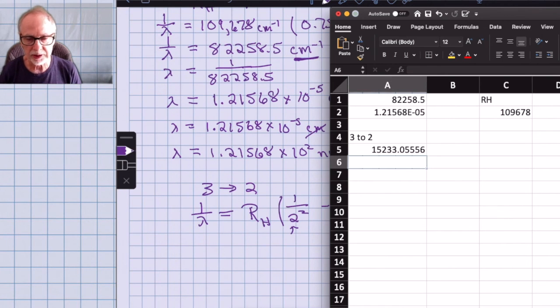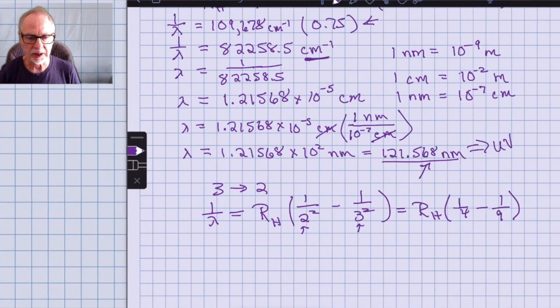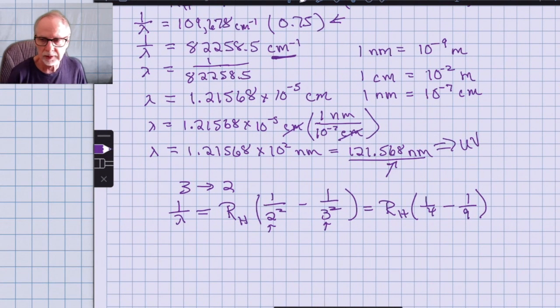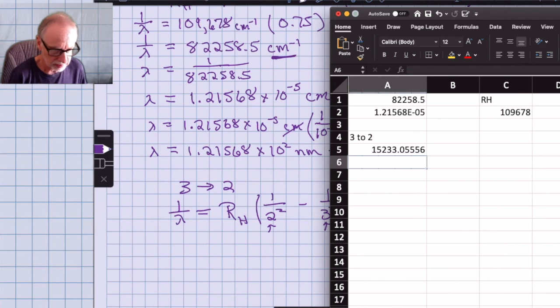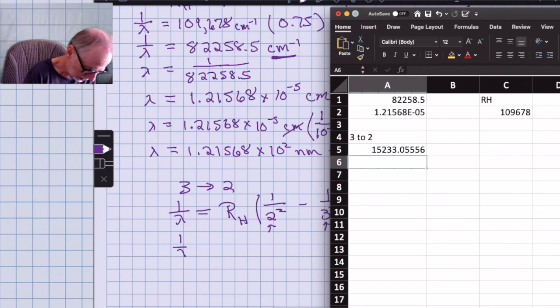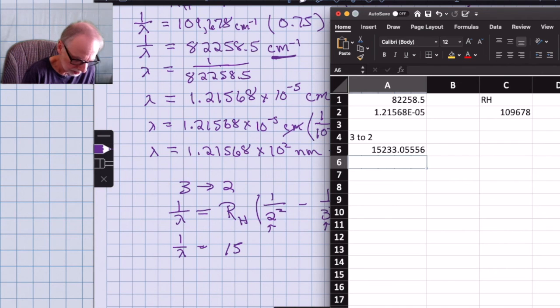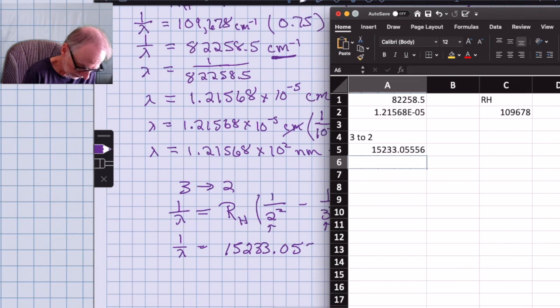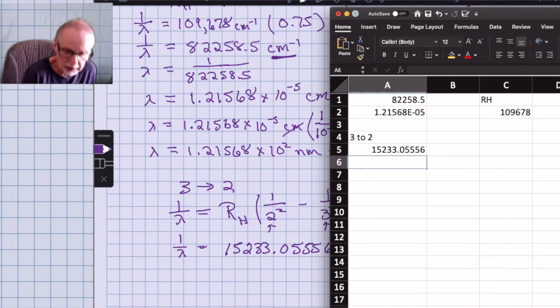And so this is then the reciprocal wavelength that I get from that. So let's go ahead and write this down here. So our reciprocal wavelength is 15233.05556. And again, the units are going to be inverse centimeters.